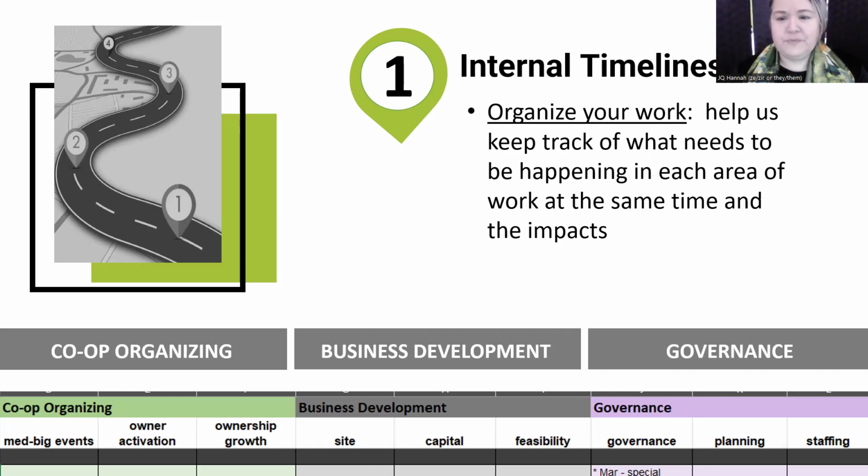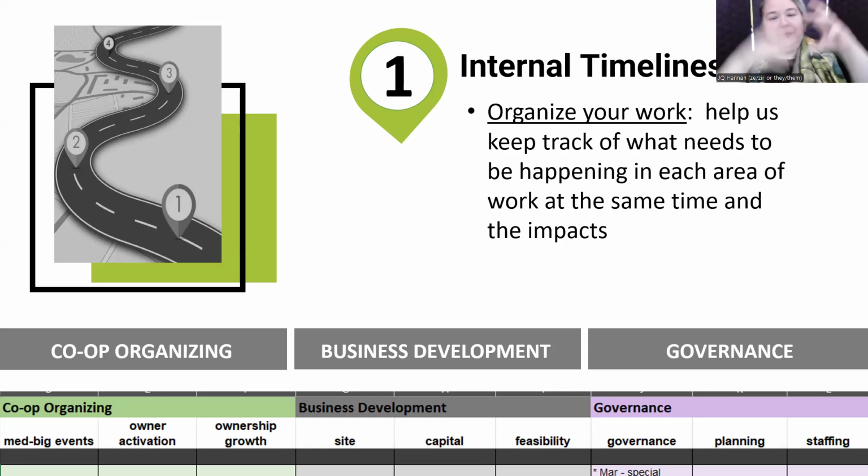And we'll see some startup food co-ops that are incredible co-op organizers, but they aren't business development, or they have this amazing business development team, but they kind of let the co-op organizing fall to the side. And all startup food co-ops tend to let governance fall to the side, which is how we share power within a cooperative. And these things are all incredibly important.